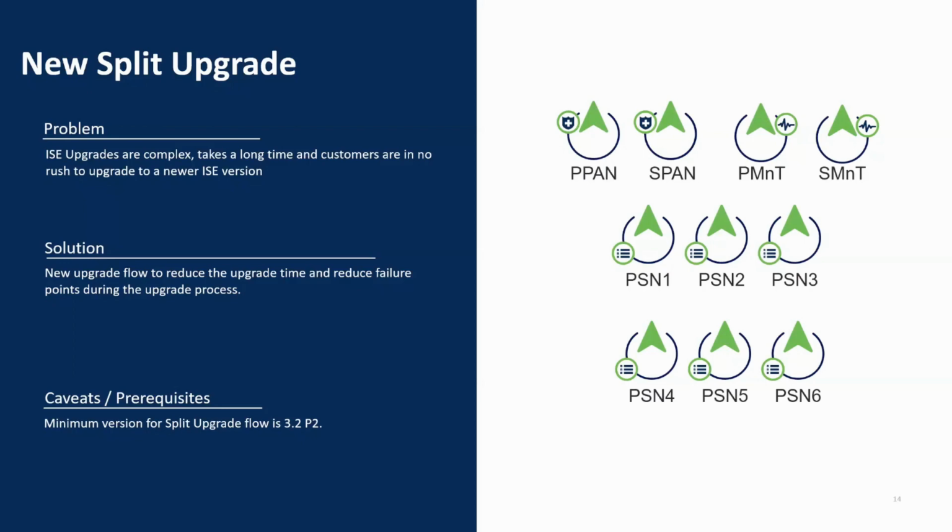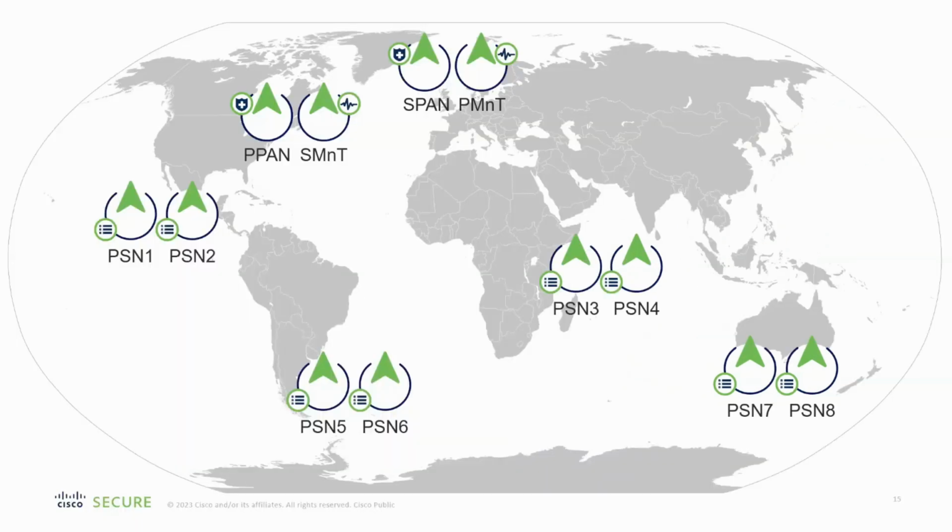Now, we do need at least version 3.2 patch 2 to use this new split upgrade feature, but if you're upgrading to 3.3 or anything newer than that in the future, then you'll be able to benefit from this great feature. So I like to use a global deployment as an example when we're talking about any type of upgrade feature, just because it helps resonate, at least with me when I'm talking about it. So hopefully it helps resonate with you guys when you see it.